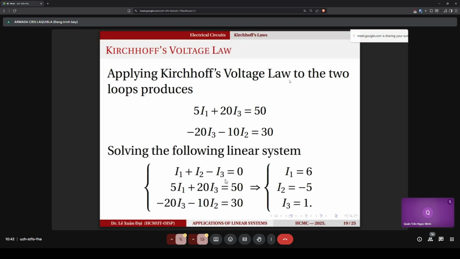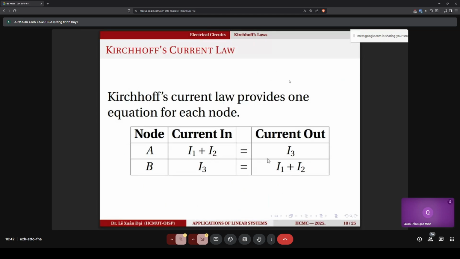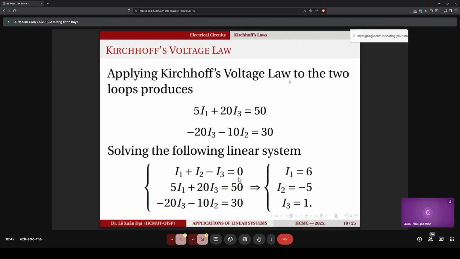And you can form these three equations now. You have these two, and we get this, I1 plus I2 minus I3 is equal to 0. We got this from here. Just subtract I3 on the other side, and the other side becomes 0. That's from that table. Now, if you solve this, the results are the following. I1 is 6, the current I2 is negative 5, and your I3 is equal to 1.